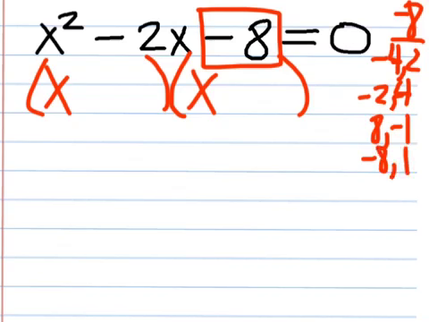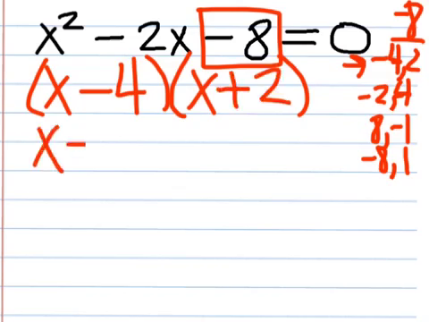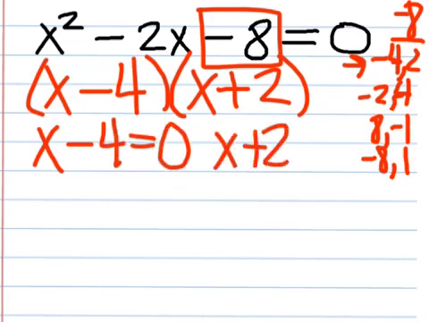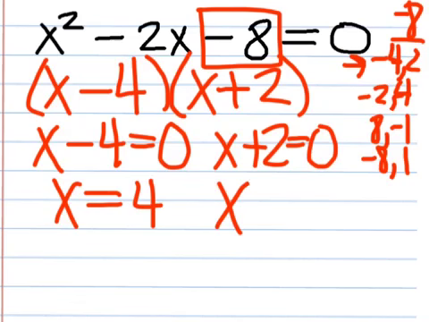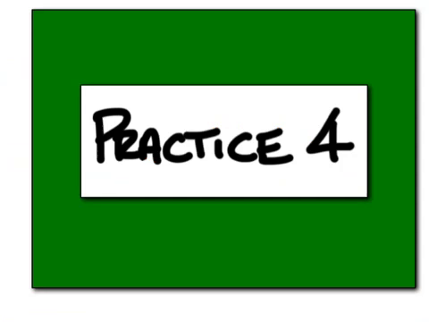Which two factors can we add together to get negative 2? Negative 4 and 2. So our factors are going to be x minus 4 and x plus 2. Set those equal to 0 and we solve for x. Our answer should be x equals 4 and x equals negative 2.